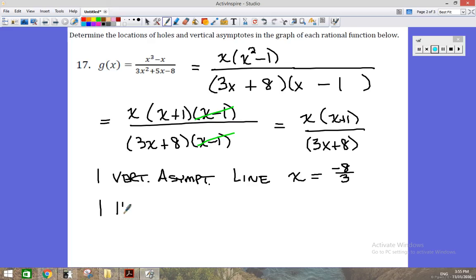So there's one hole in the graph. We need to give both the x and the y coordinate. The x coordinate, since 1 minus 1 is 0, x equals 1 is the x coordinate. And now I plug 1 into the reduced fraction. If I plugged it into the original, I would get 0 divided by 0, which is undefined. So if I plug it into the reduced, I have 1 times, well, 1 plus 1 is 2. And 3 times 1 is 3, and 3 plus 8 is 11. So we have 2 divided by 11.